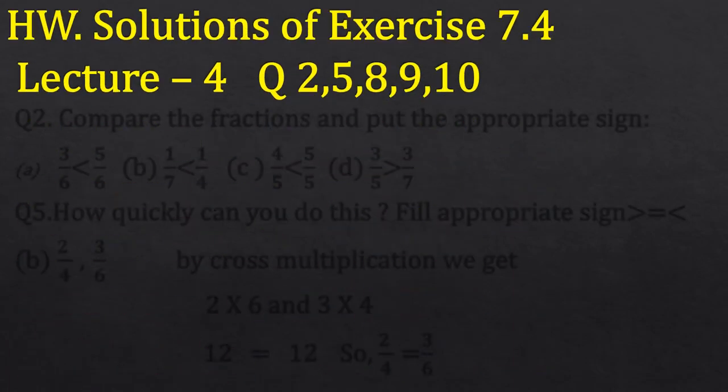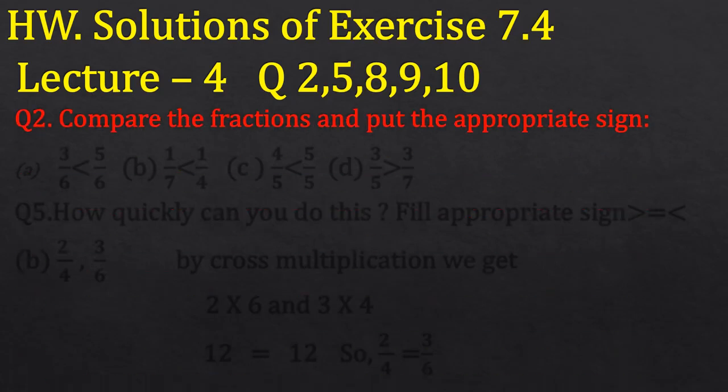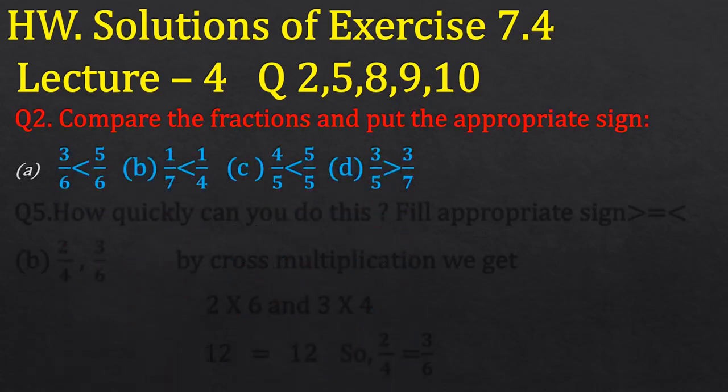Now let's move to the homework solution of exercise 7.4, lecture number 4. Homework was questions number 2, 5, 8, 9 and 10 of exercise 7.4. Now see the second question. Compare the fractions and put the appropriate sign. It is 3 upon 6 and 5 upon 6. Denominators are same, so whose numerator is greater, that fraction is greater. 5 is greater. So 5 upon 6 is greater than 3 upon 6.